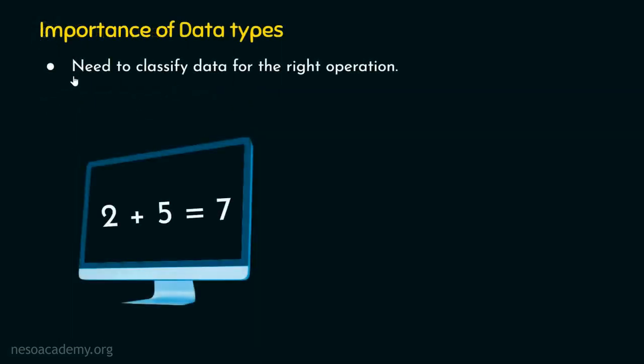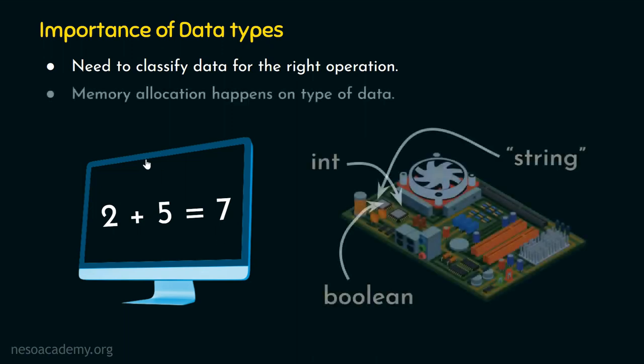Firstly, data types are needed to classify data for the right operation to be performed on that data. We saw this earlier that data types help us to tell the computer about the type of operations that can be performed on a particular data. For example, our data may be numbers, and by categorizing them as numbers, we are instructing the computer to apply the mathematical addition operation on them and give us the result accordingly.